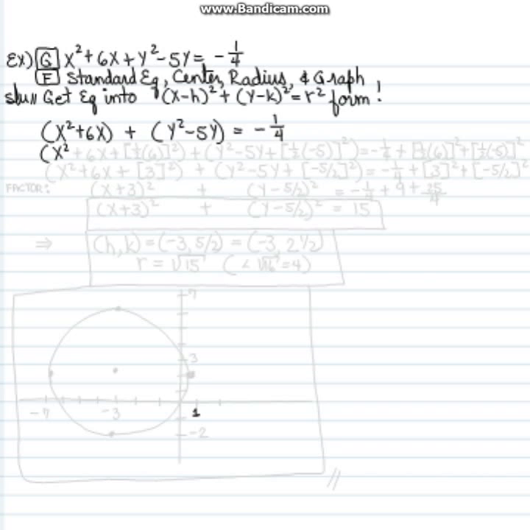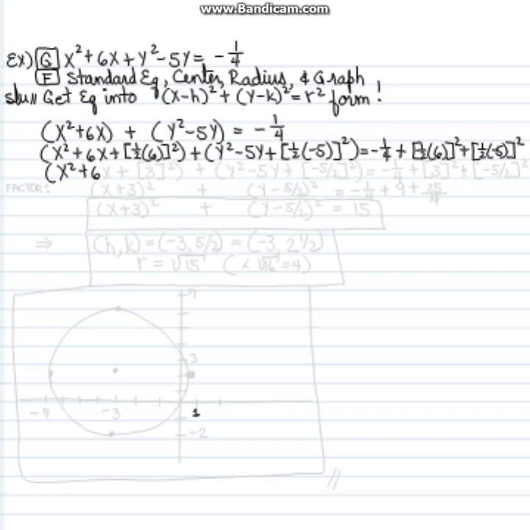Now we're going to bring down x squared plus 6x, and add half the coefficient of x, which is 6. So add (half of 6) squared. Now bring down the y squared minus 5y plus (1/2 times the coefficient negative 5) squared. Add that to both sides, not just the left but the other side also. So we're adding (1/2 times 6) squared plus (1/2 times negative 5) squared.